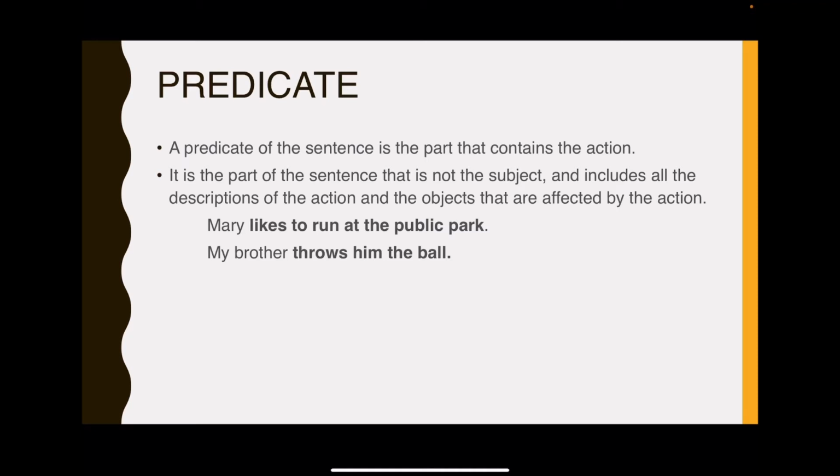What we have here, the example: Mary likes to run at a public park. Okay, and my brother throws him the ball. Actually, I am using exactly the same examples as with the subject part. So you can see that Mary and my brother, that is the subject part that we talked about earlier, and likes to run at a public park and throws him the ball, that is the VP, verb phrase, and here they act as the predicate part of the sentence.